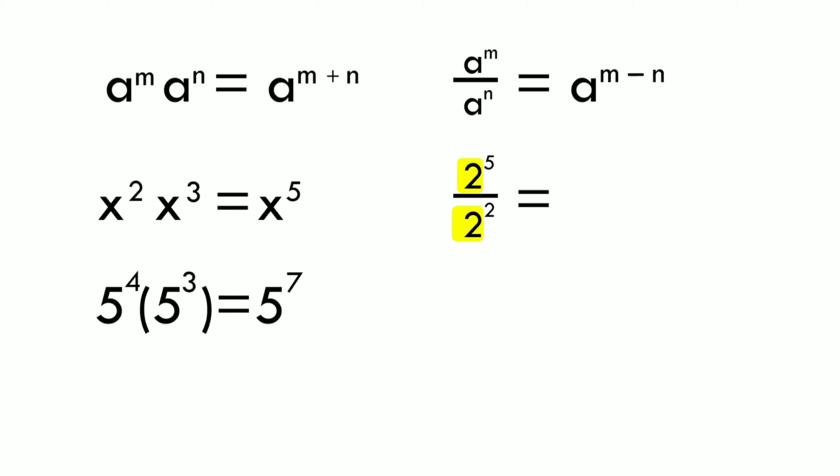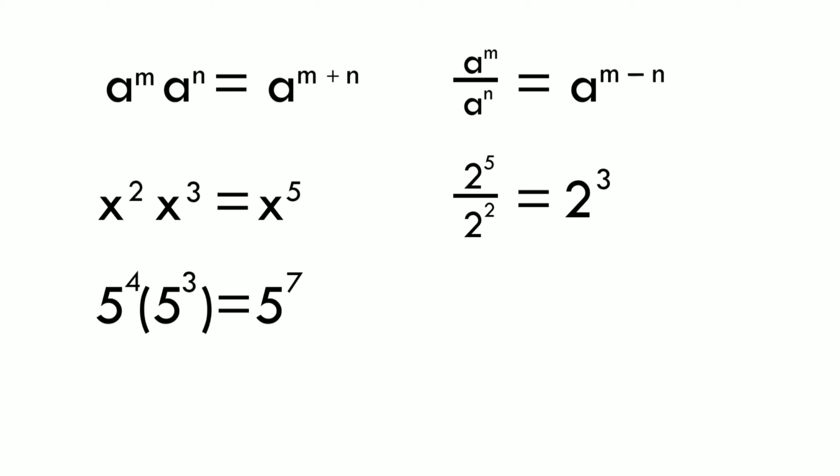According to the law, if their base is the same, then simply copy the base. So here we have 2. Then we subtract the exponents. 5 minus 2 is equal to 3. So this expression is just equal to 2 raised to the power of 3.